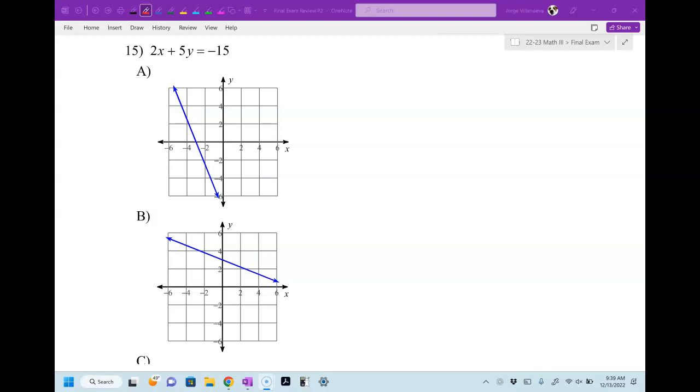All right, so we're going to continue from where we left off yesterday. This is going to be number 15, okay? Now, they want us to graph number 15. So in order to graph these things, the best thing to do is to write it in slope-intercept form. In other words, solve for y.